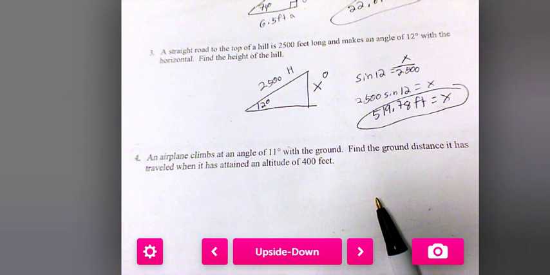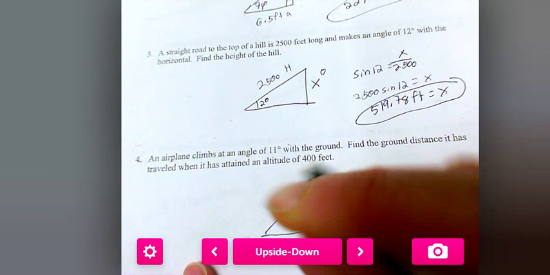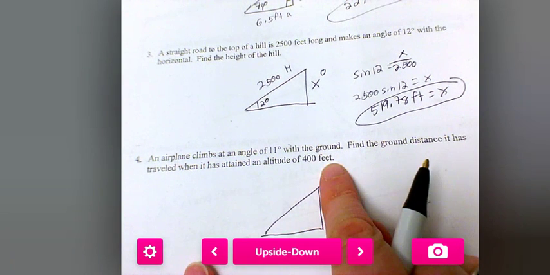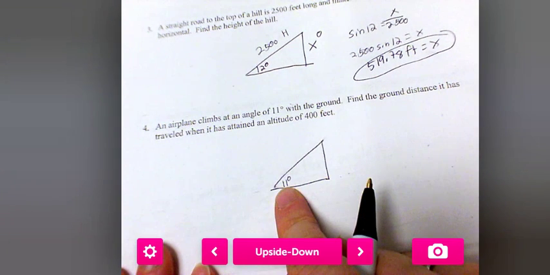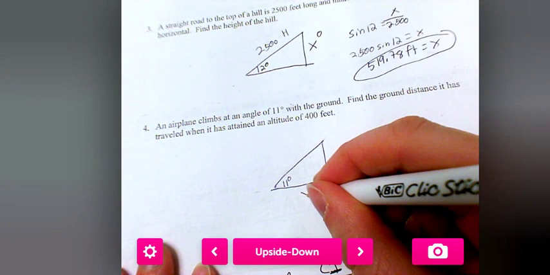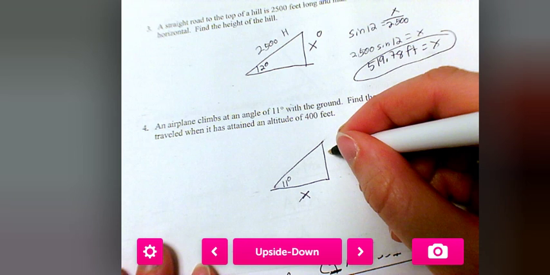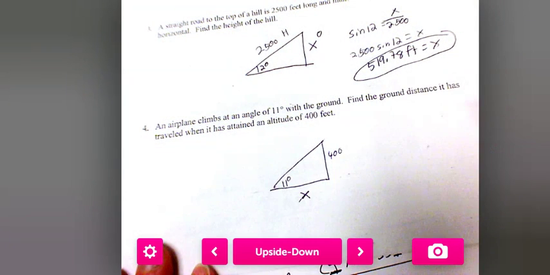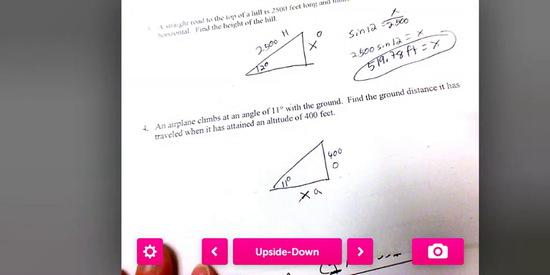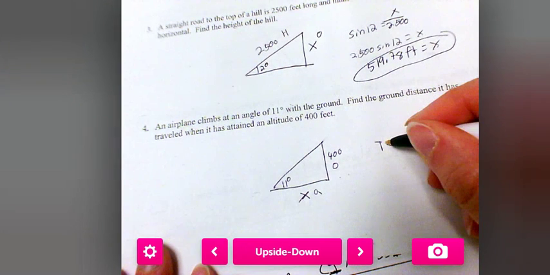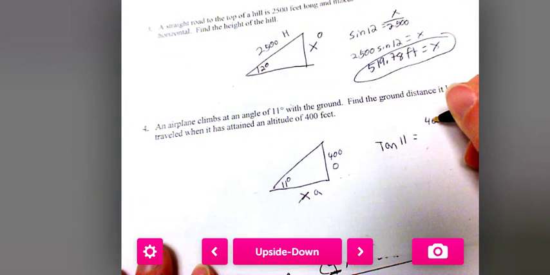All right, so we've got a triangle. We know an airplane takes off like this, goes up in the air. It has 11 degrees with the ground. I know the ground is on the bottom. We're going to find the ground distance, so I'm looking for x. When the airplane has attained an altitude of 400 feet, that's how far it is in the air. Okay, this 400 is my opposite, x is my adjacent. So I'm going to go tan of 11 degrees equals the opposite 400 over the adjacent x.